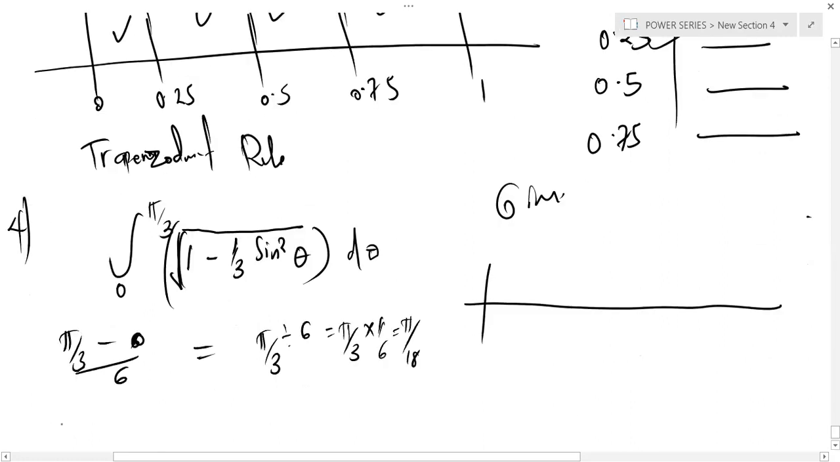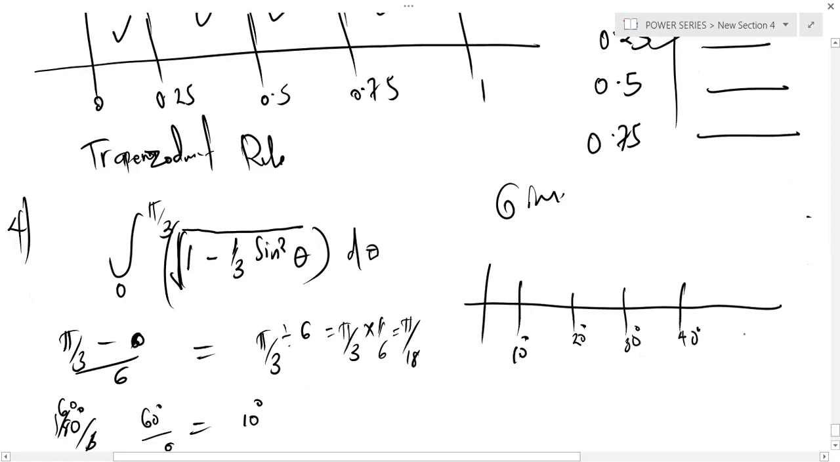Pi over 3 in terms of degrees is what? Pi is 180 degrees divided by 3. So that translates to 60 degrees. So meaning here you are getting 60 degrees over 6. So what were you getting? 10 degrees. So if you do it in terms of degrees, it will be 10 degrees, 20 degrees, 30 degrees, 40 degrees, 50 degrees, 60 degrees. And clearly those will be 6 intervals: 1, 2, 3, 4, 5, 6. Correct.